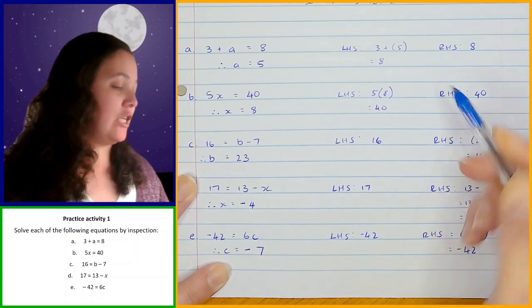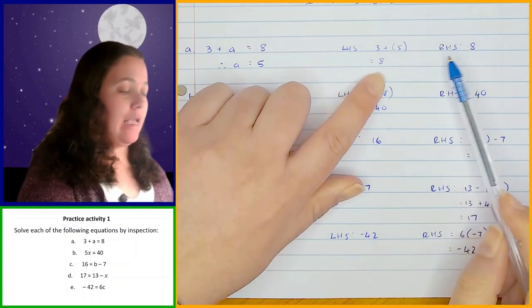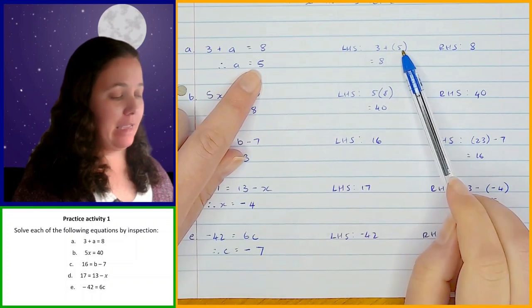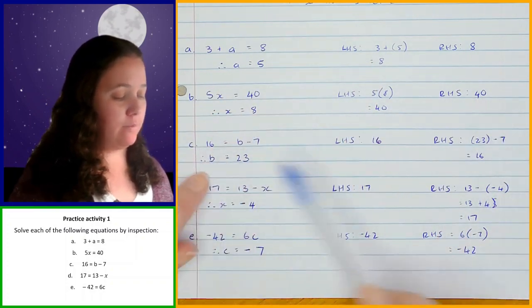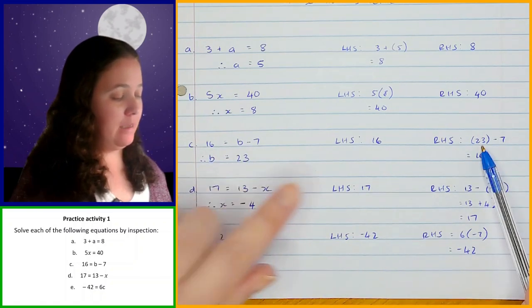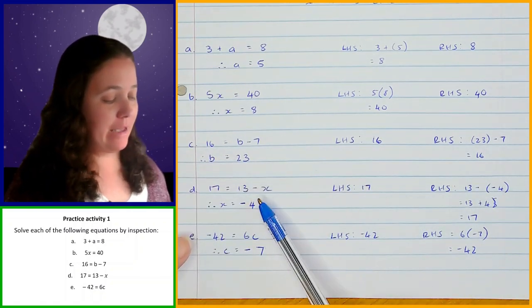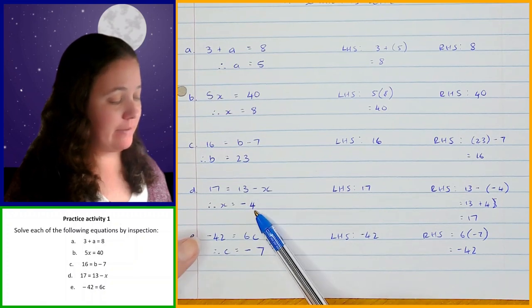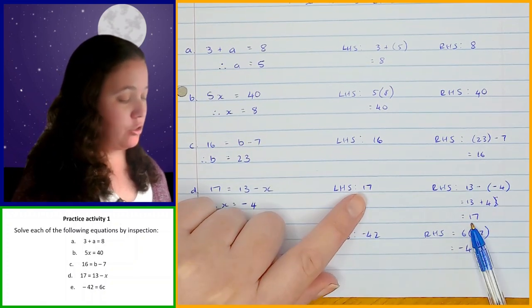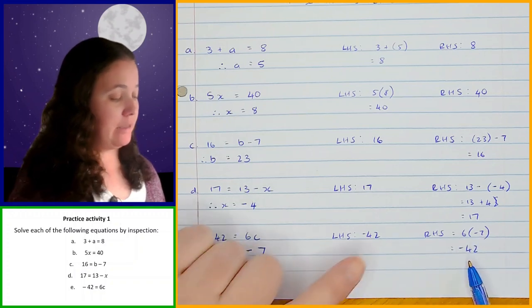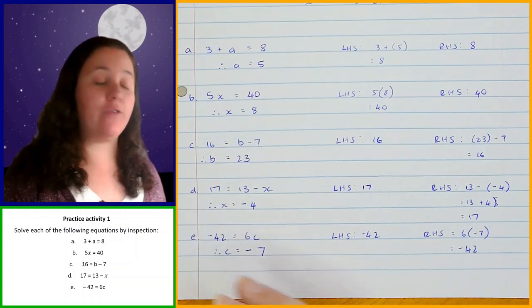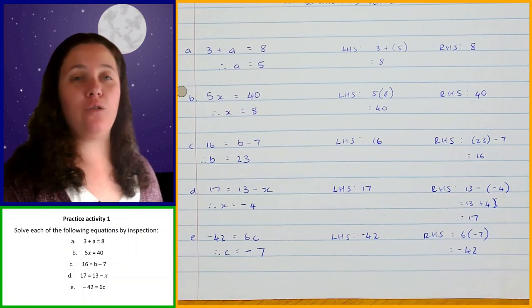So I can check all of them and I can see, yes, if I have that value of A, those are equal. If I have this value of X, those are equal. If I have this value of B, those are equal. If I have this value of X, then those are equal. And finally, if I have this value of C, then those are equal. So I can check myself and I can see, yes, I have got these all correct.